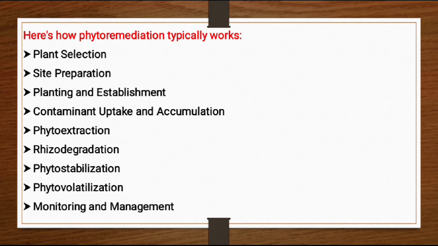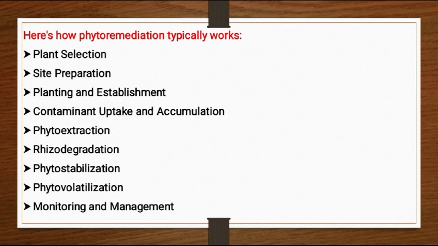It is phytoextraction. In this method, plants accumulate the contaminants in the above ground mass, which can be harvested and removed for disposal. And next one is rhizodegradation. In rhizodegradation, plants release root exudates and enzymes into the rhizosphere, the soil zone influenced by root activity, to promote microbial activity and enhance contaminant degradation.